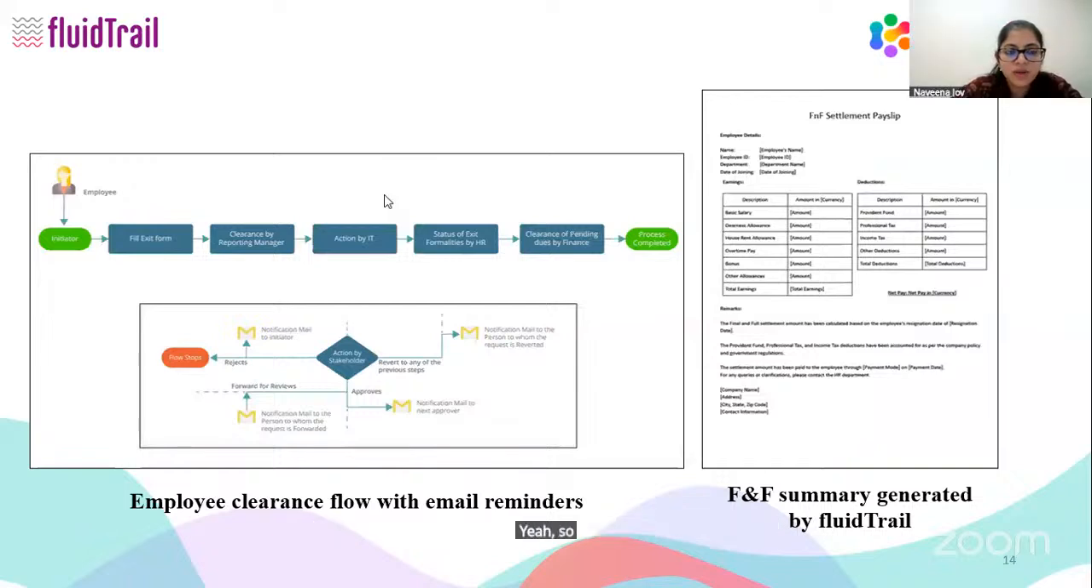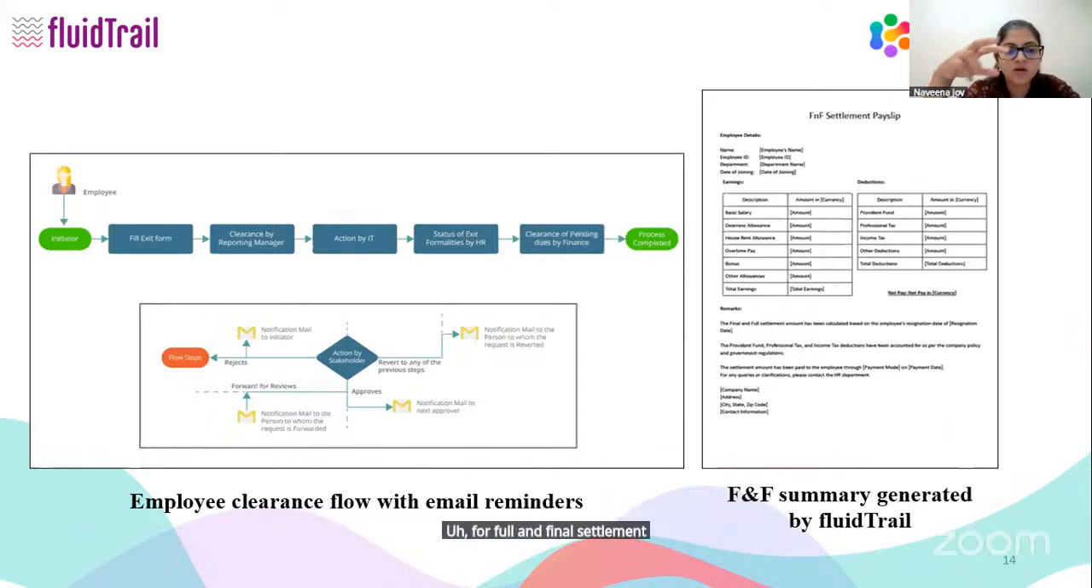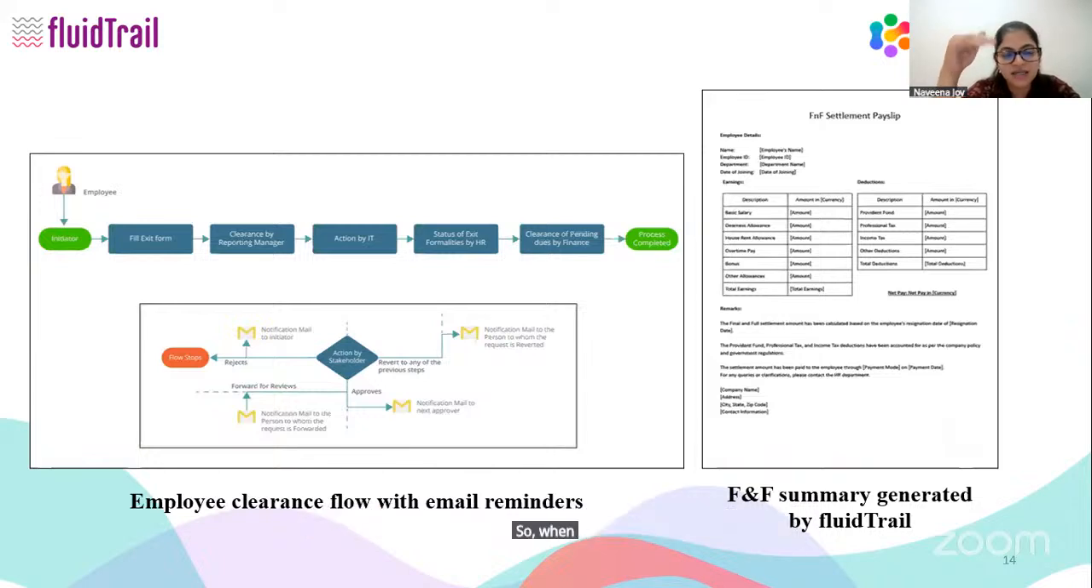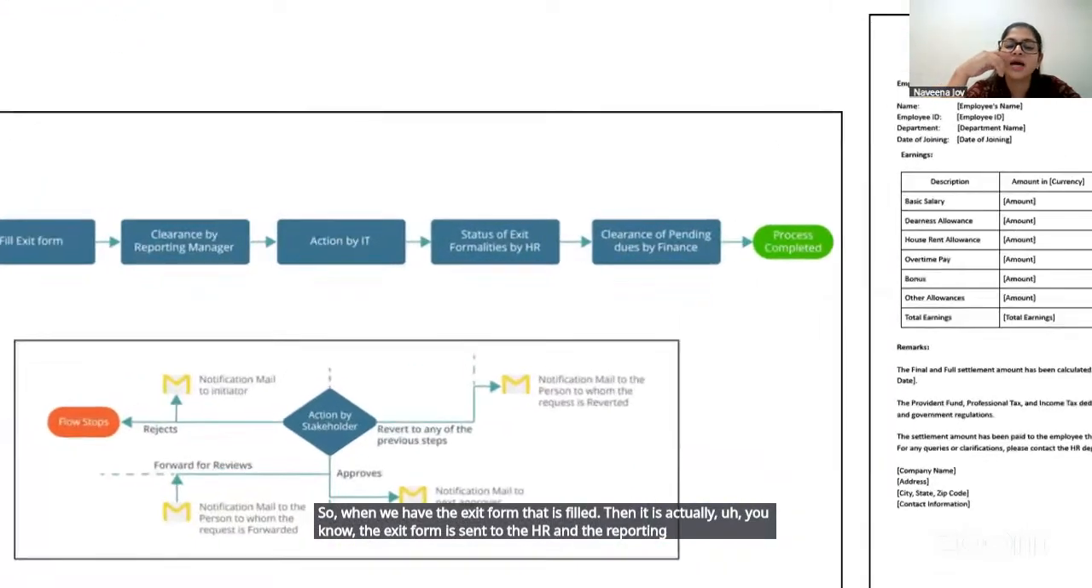So quickly, when we talk about the whole process in terms of automation, this is the whole process, wherein the handover and everything is cleared and approved. Then the whole thing is sent to the finance department, who prepares the FNF, the full and final settlement. The whole process is done automatically through approvals by each department. When the exit form is filled, it is sent to the HR and the reporting manager, and that gets cleared.